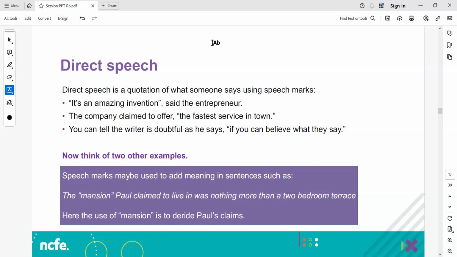But it could be what a company or individual has said in a text. So they've said it, but their words are written down. So in the second and the third example, it's a quote of what someone has said in print, in the text. The fastest service in town. So that would be on somebody's website, a company's website, or in their advertising material. So can you think of another example?